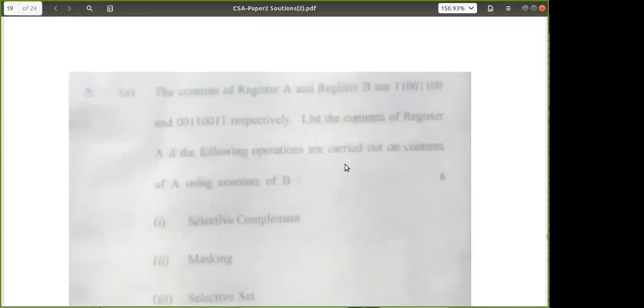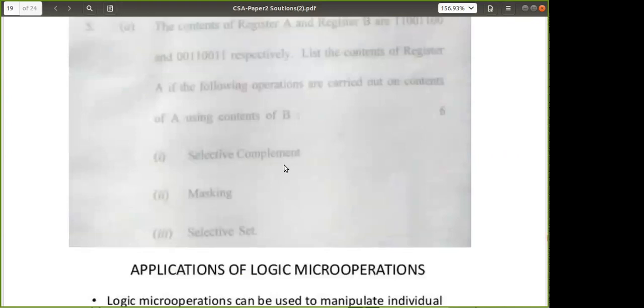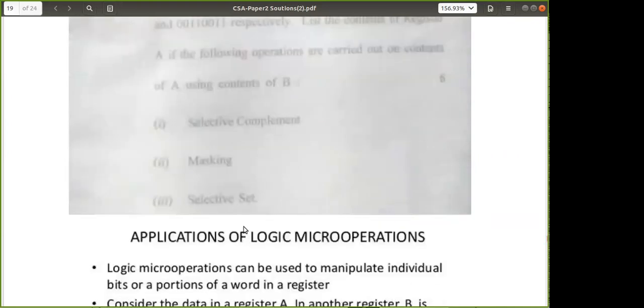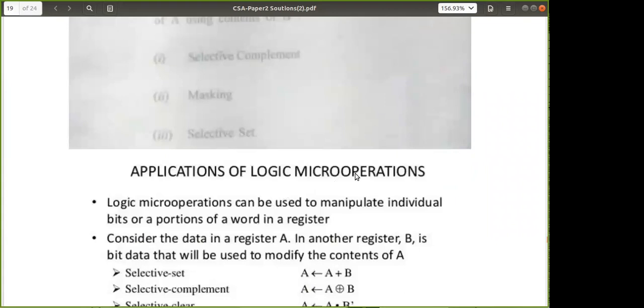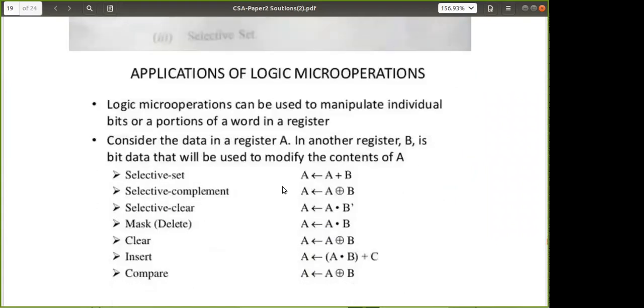Now the contents of register A and register B are this and this, respectively. What is the content of register A if the following operations are carried out on the content of A using the content of B: selective complement, masking, and selective set. These are the applications of logic micro-operations.